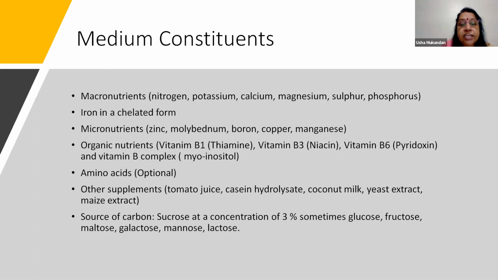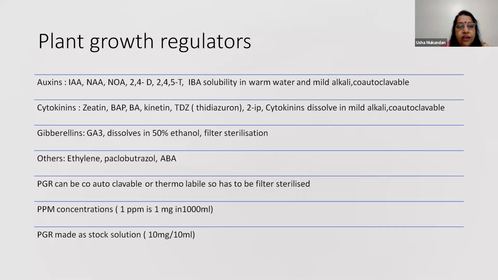Supplements of undefined nature are like tomato juice, then yeast extract, coconut milk, casein hydrolysate, or maize extract. However, there is a tendency to avoid these supplements because, as I mentioned, they are of undefined nature. Carbon source is usually sucrose at a level of 3%, but other carbon sources like glucose, fructose, maltose, galactose can also be used. Now we come to a very important part, that is plant growth regulator.